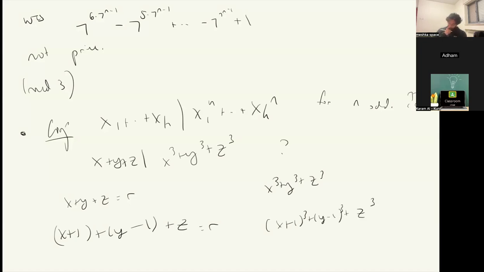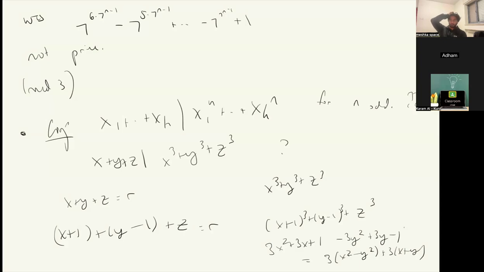So what was the change here? Change is the difference, right? The difference is 3x squared plus 3x plus 1 versus minus 3y squared plus 3y minus 1, right? So now this would be 3 times x squared minus y squared plus 3 times x plus y. I don't think that will always be divisible by r. I'm not sure. Let's see. Okay, so I'm not sure.